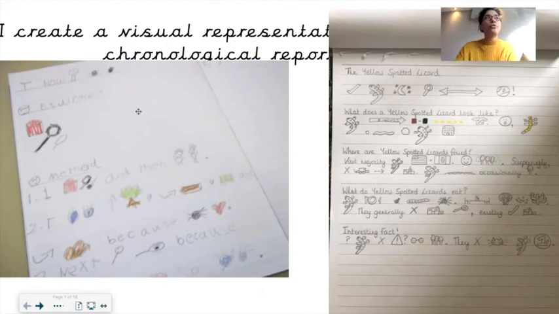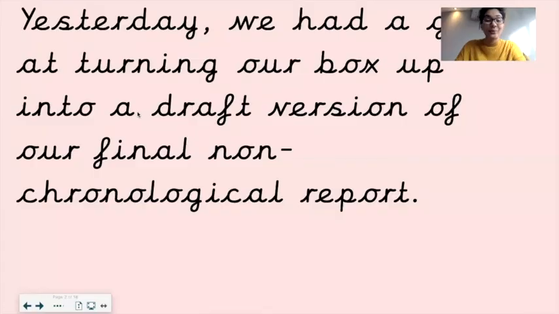So the visual representation should really be pictures of your non-chronological report, but do not forget to write out your heading, write out your subheadings, and follow the same structure. And the pictures should help rather than confuse. So be careful with the pictures that you choose to draw. They shouldn't be really, really complex either. They can be quite simple drawings, and make sure you include your punctuation as well.